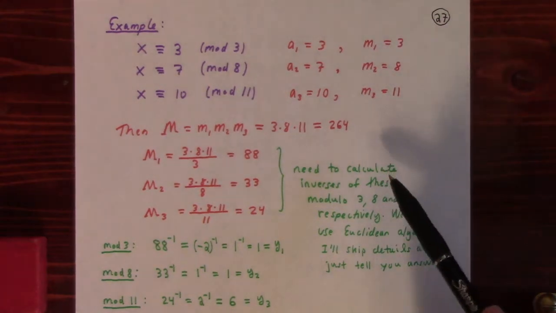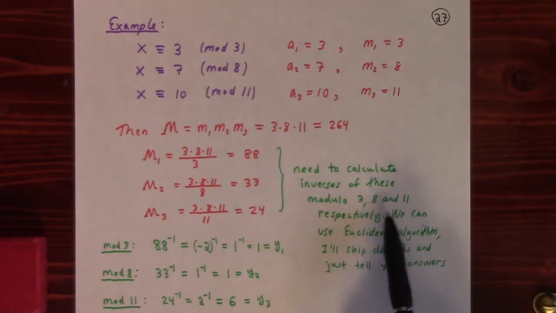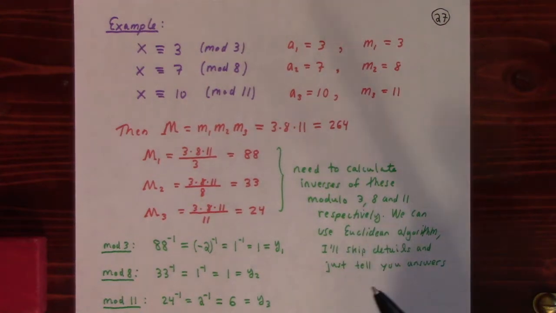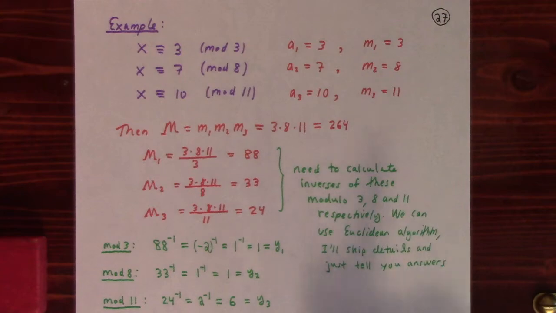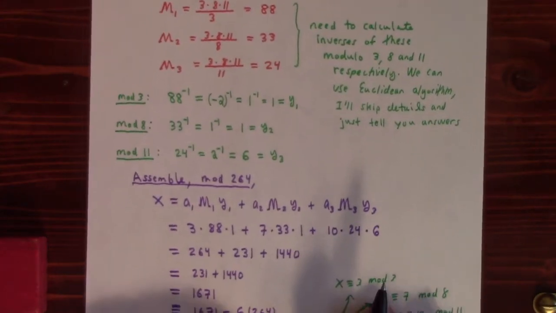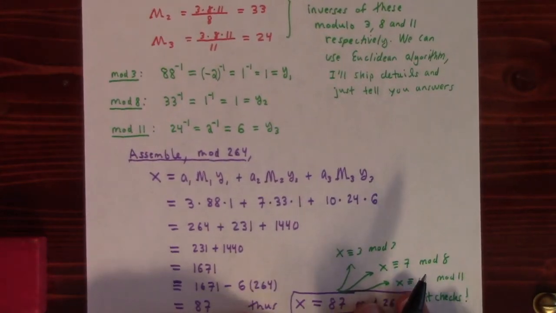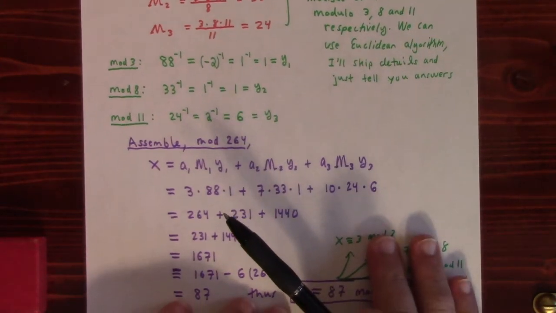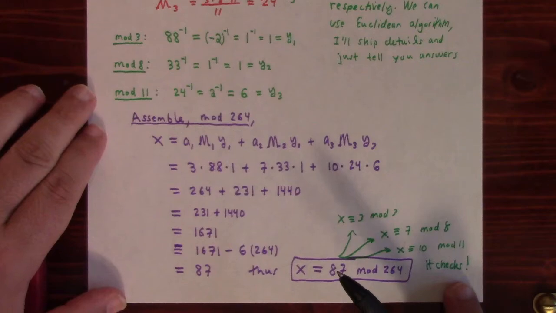So you need to calculate inverses of these modulo 3, 8, and 11 respectively. Now we could use the Euclidean algorithm because we know we can calculate inverses in Zn using the Euclidean algorithm, but I just went ahead and skipped those calculations. Forgive me. This is already getting kind of long. Let's see here, make sure I got it all on here.